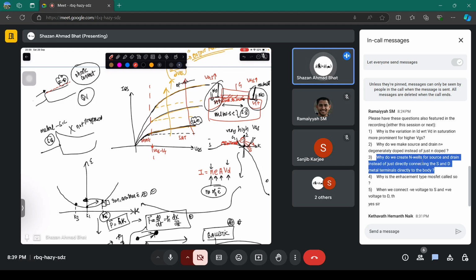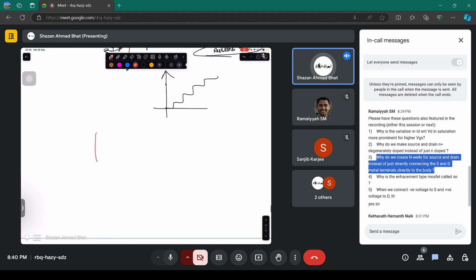Okay, that is the third question. Why do we create N wells for source and drain instead of just directly connecting the source and drain metal terminals? Okay, that again answers the same question. You cannot directly connect, although in a certain scenario you can actually connect the metal.